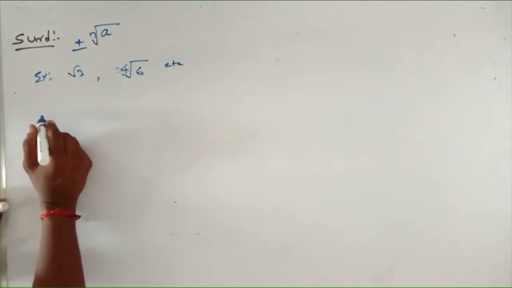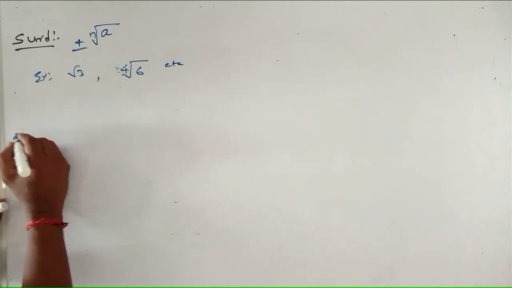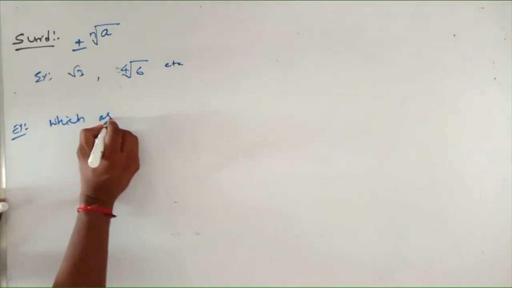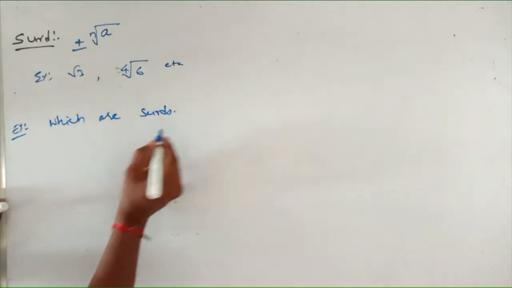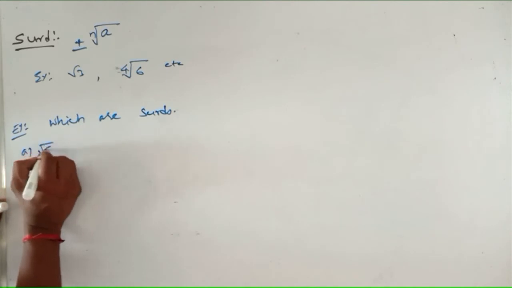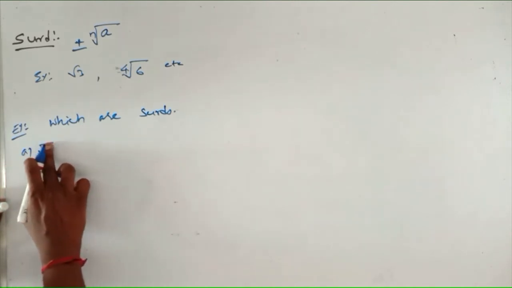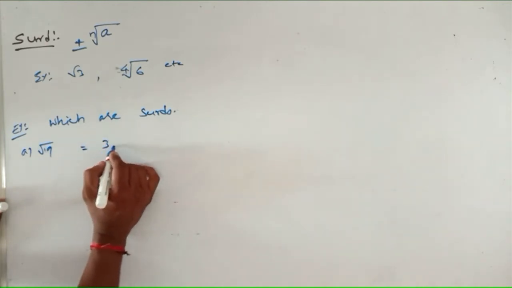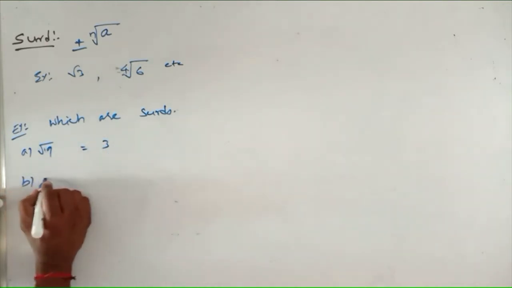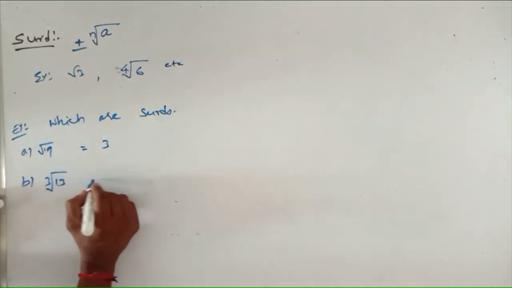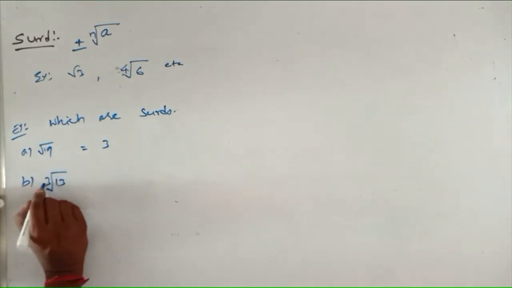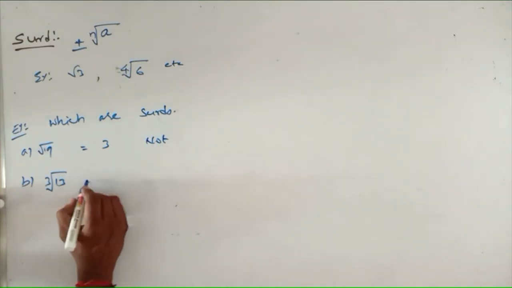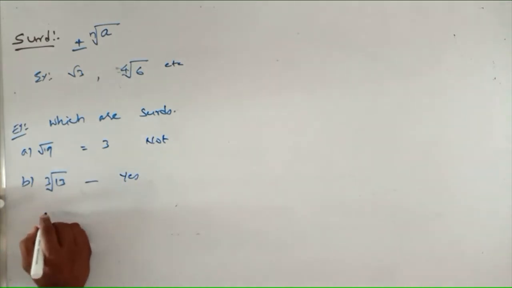I am taking one example. Which of the following are surds? First one is root 9. Root 9 is equal to 3. It is not a surd because it is not an irrational number. It is a rational number. The next one is cube root of 13. Yes, cube root of 13 is an irrational number and an nth root, so it is a surd.